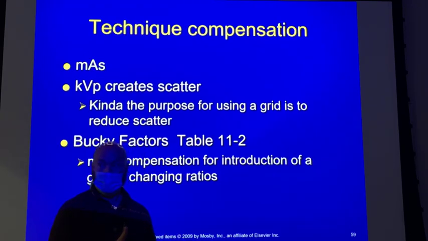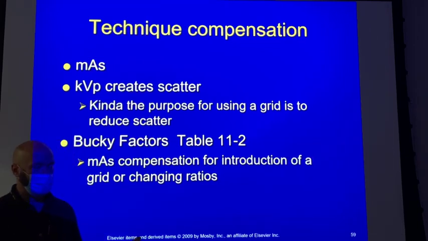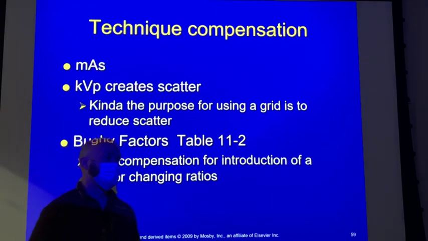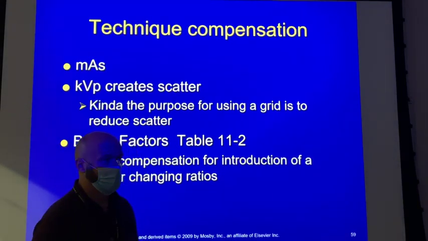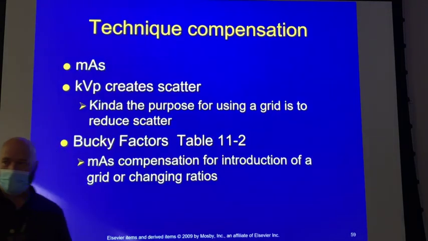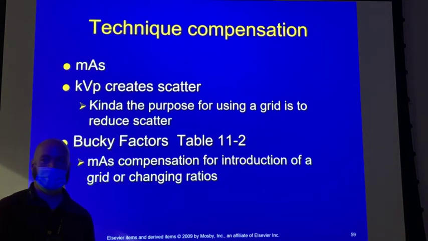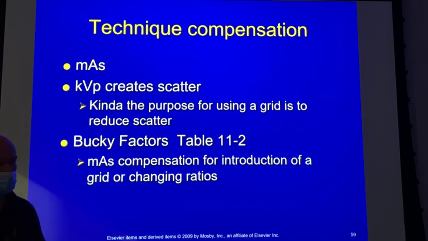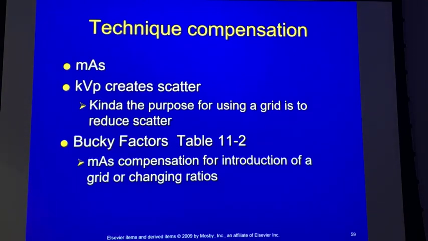We can use a grid whenever we're doing extremity work, fingers and hands, but really all that you're going to be doing is adding patient dose. There's no true benefit. Is it going to absorb scatter? Yes, but you're not creating enough scatter to make it all that effective. So, no point using a grid with very thin anatomy and low KVP.